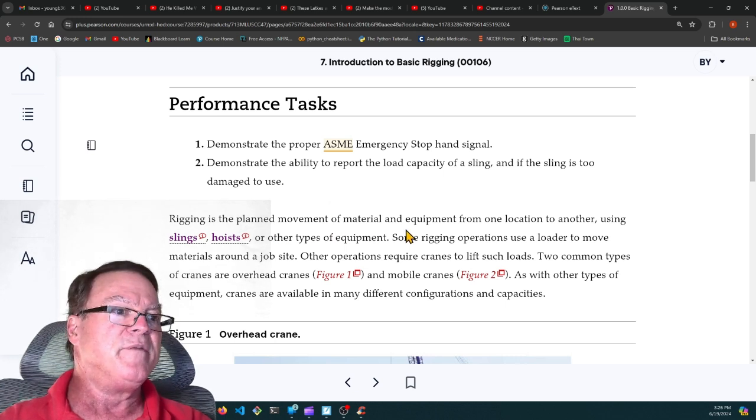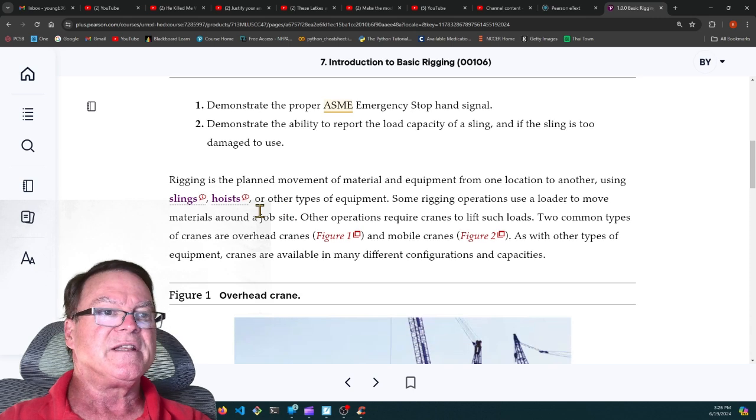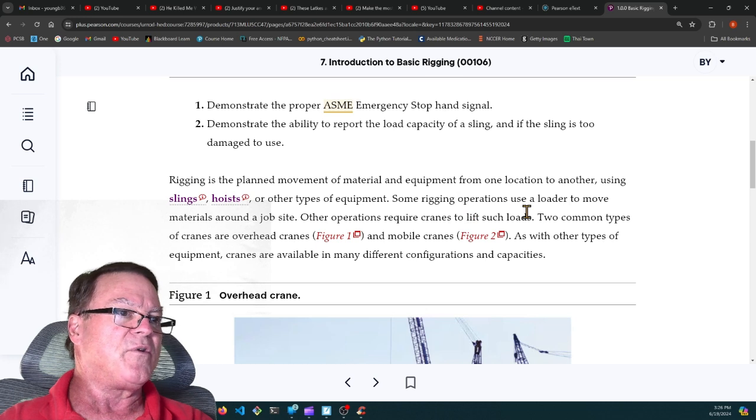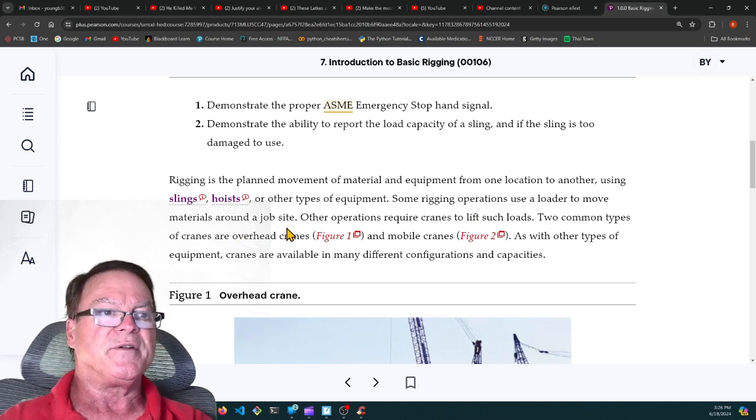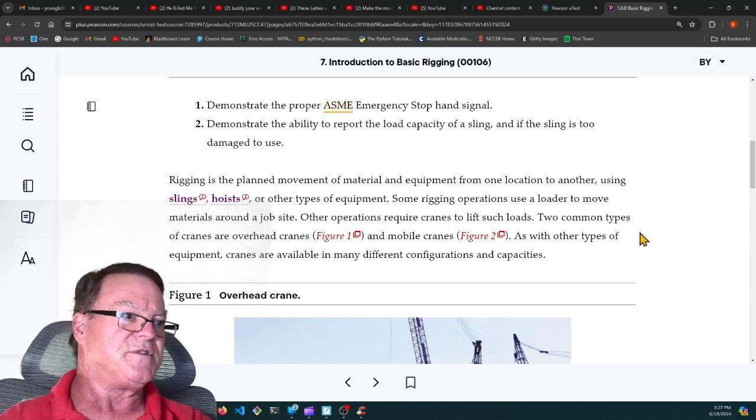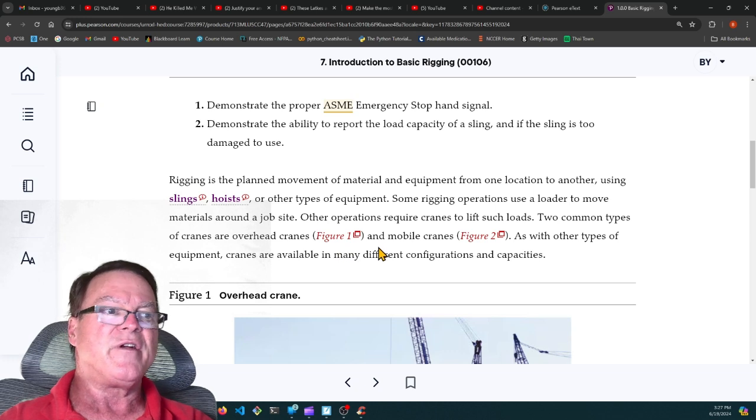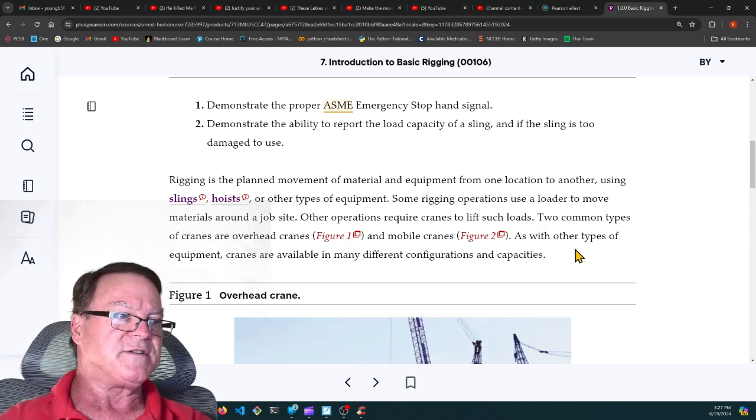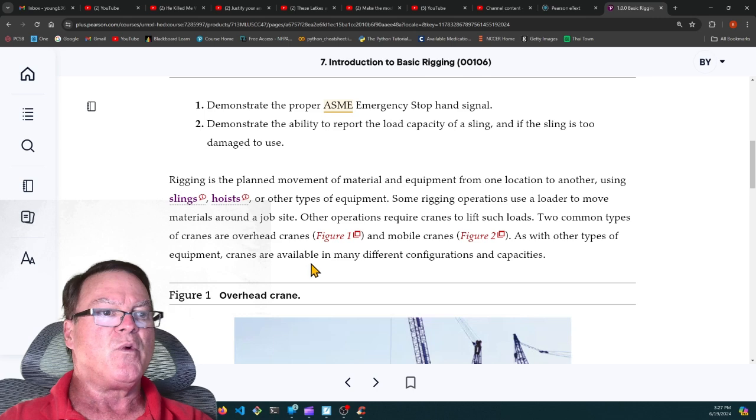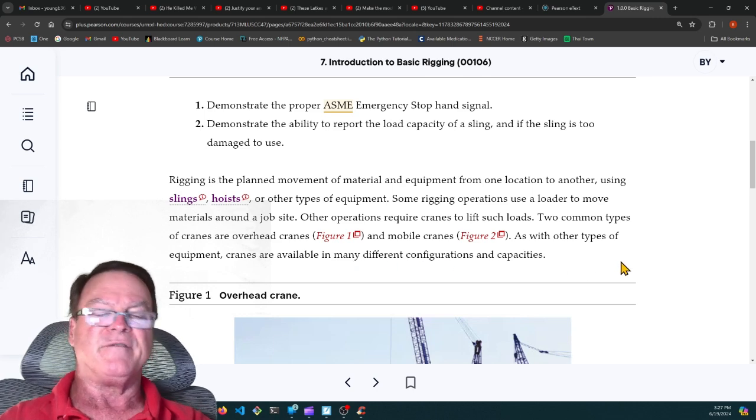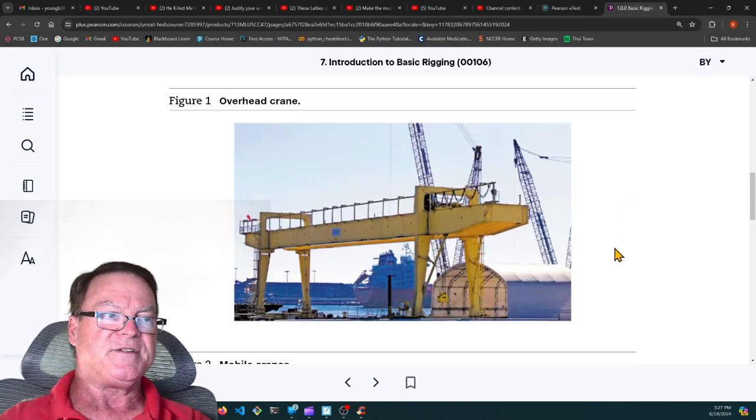Rigging is the planned movement of material and equipment from one location to another using slings, hoists, or other types of equipment. Some rigging operations use a loader to remove materials around a job site. Other operations require cranes to lift such loads. Two common types of cranes are the overhead cranes and mobile cranes. As with other types of equipment, cranes are available in many different configurations and capacities.